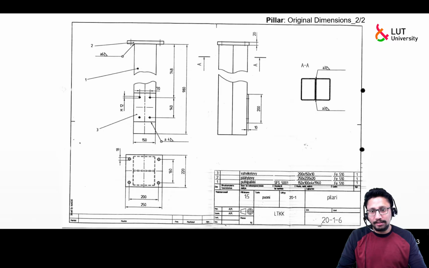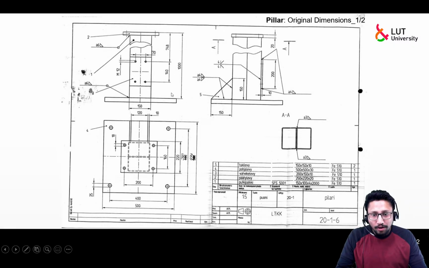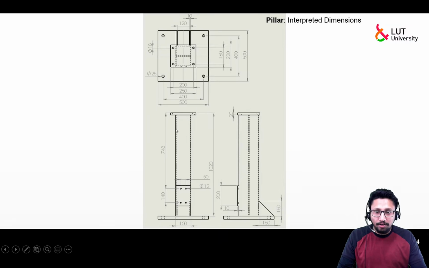So this is the other dimension, all the data are available here, and this was the previous one. If you see here, there are some dimensions which they have changed from 400 to 380, 500 to 470. Actually, it is your responsibility to figure out which one will be correct. However, when I was modeling this years ago, I made it 400 and 500. So this is the interpreted dimensions.